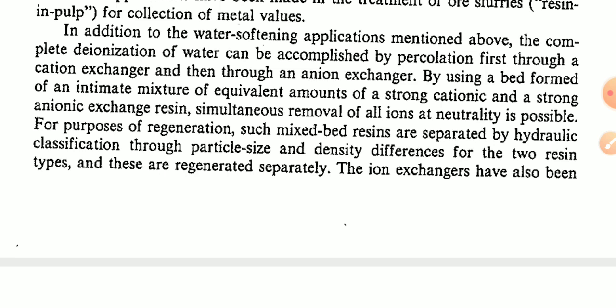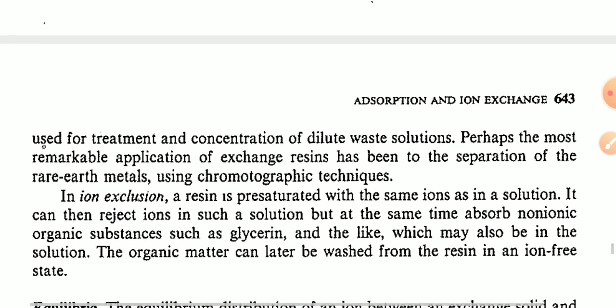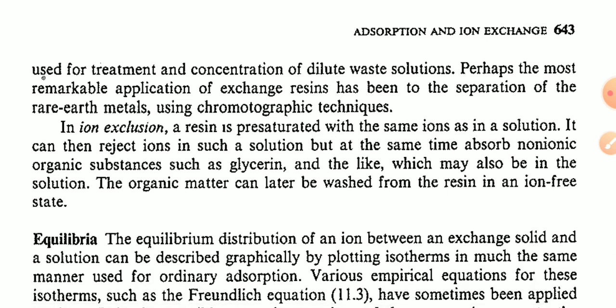For the purpose of regeneration, such mixed bed resins are separated by hydraulic classification through particle size and density differences for the two resin types, and these are then regenerated separately. The ion exchange has also been used for the treatment of concentrated and dilute waste solutions.